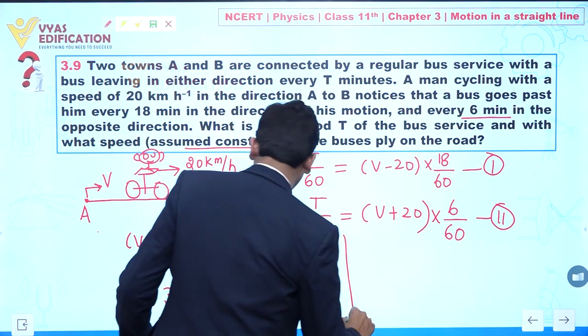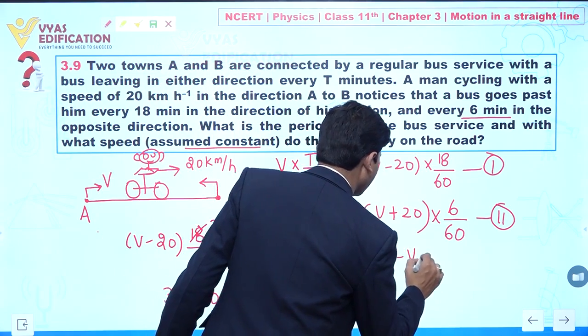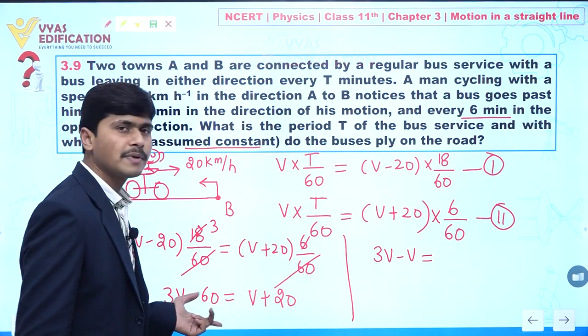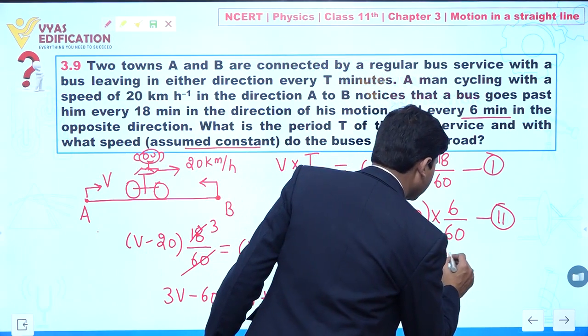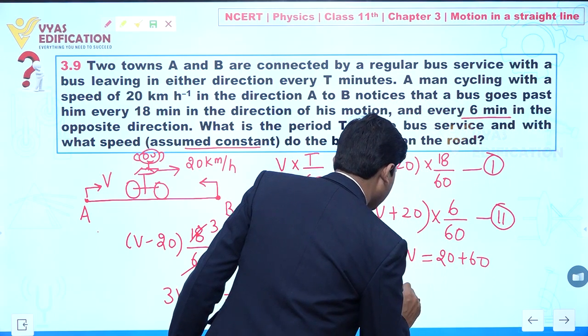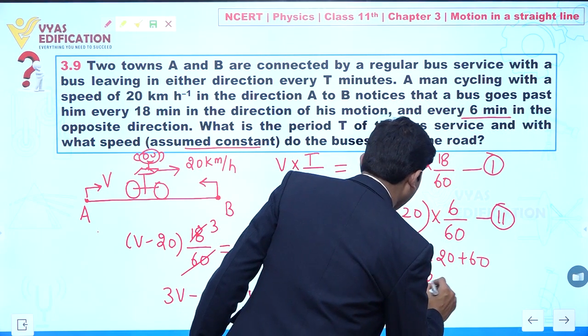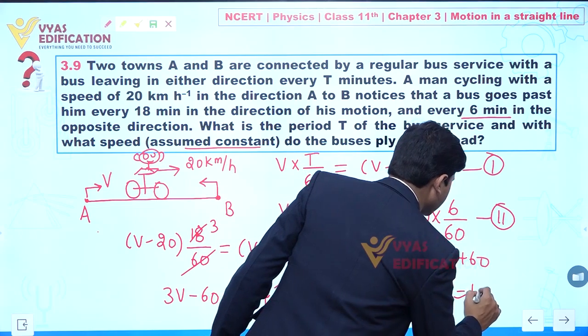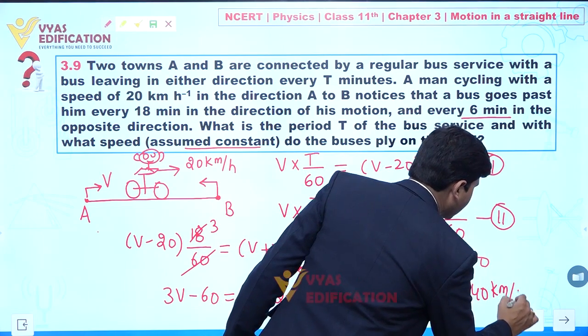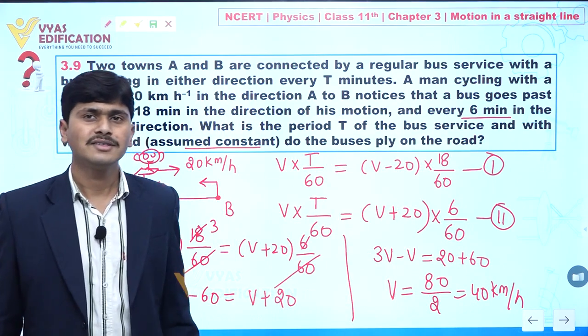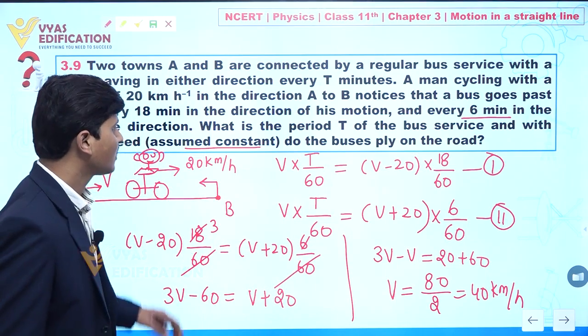Now we can write 3V minus V equal to 20 plus 60. So from here you can say the value of V is given by 80 by 2, which is 40 km per hour, clear. So the speed of the bus is 40 km per hour, clear to everyone.